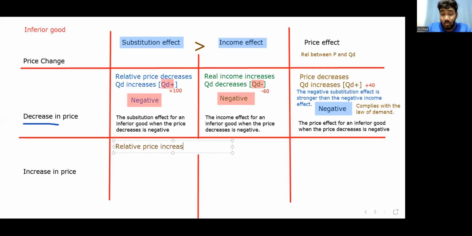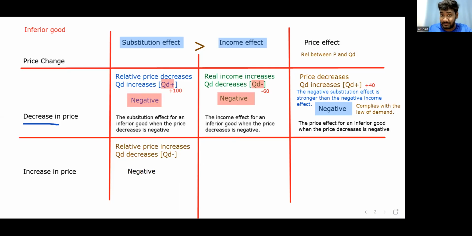When the relative price of a good increases, what happens to quantity demand? If the good becomes more expensive, relative price goes up, QD decreases. So QD is a minus. What type of relationship is this? A negative or a positive? A negative relationship. Now I'll come to the summary in a while.